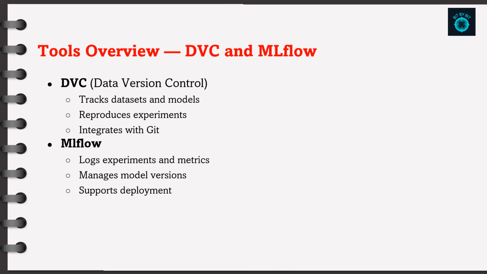It also integrates directly with Git, so you can version your data and code together. Now, MLflow is another key tool in MLOps. It tracks experiments, including parameters, metrics, and artifacts. When you train multiple models, MLflow helps you compare results and select the best one. It also stores trained models in a model registry and can deploy them directly to production using its built-in serving tools. In short, DVC ensures data and model reproducibility, while MLflow ensures experiment tracking and deployment consistency.